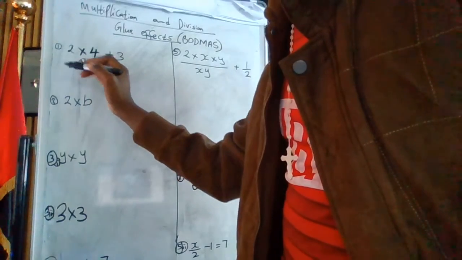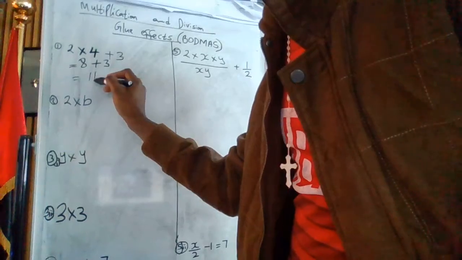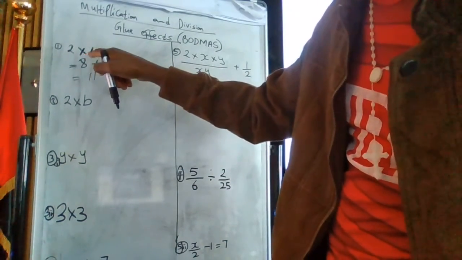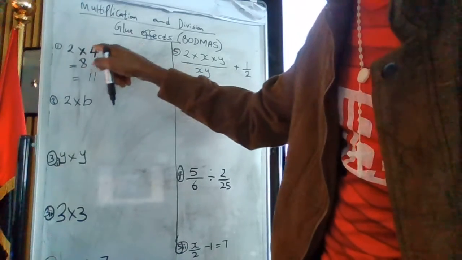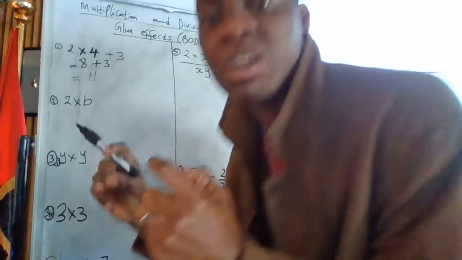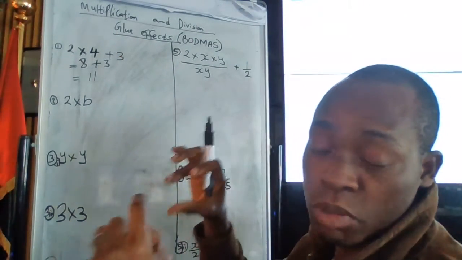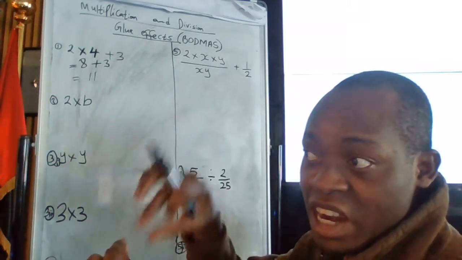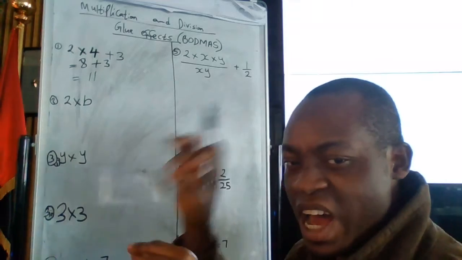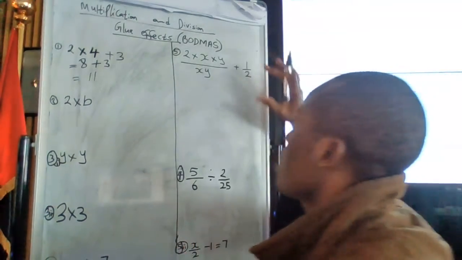So 8 plus 3 now. We have solved the multiplication. 8 plus 3 is what? 11. So that is the glue effect. Even if the multiplication is at any position, you have to go to that multiplication and solve whatever holds the multiplication together. Any items that have any link to the multiplication must be solved first before plus and minus. Are we together? Now let's look at what we have here.